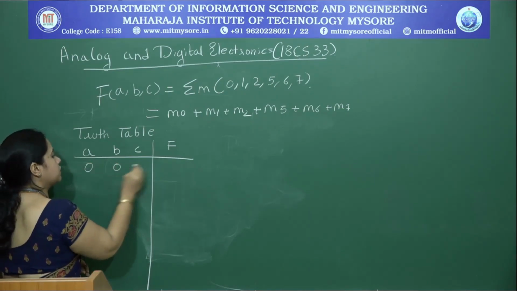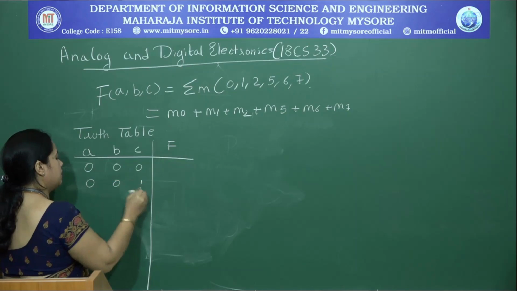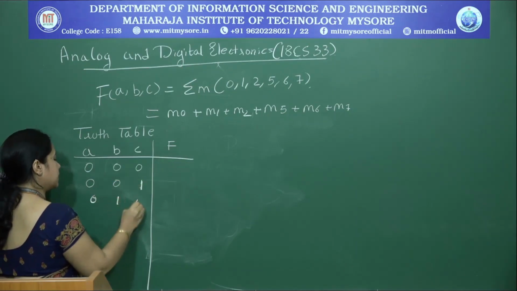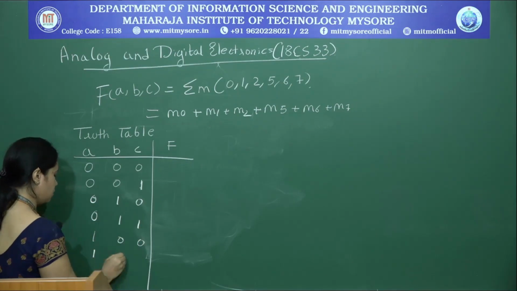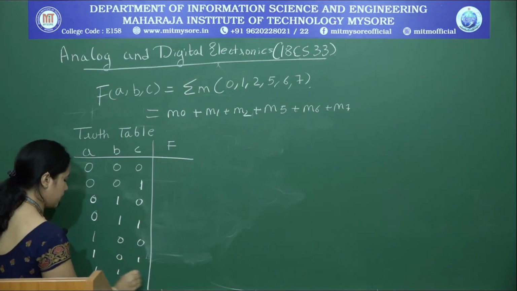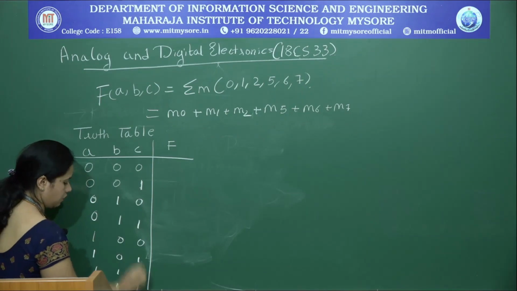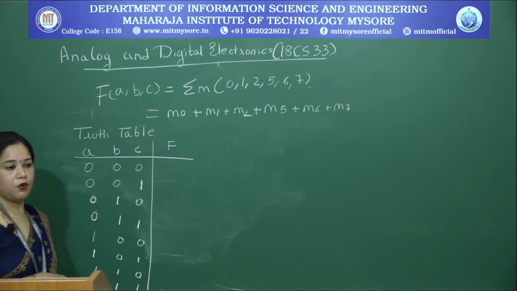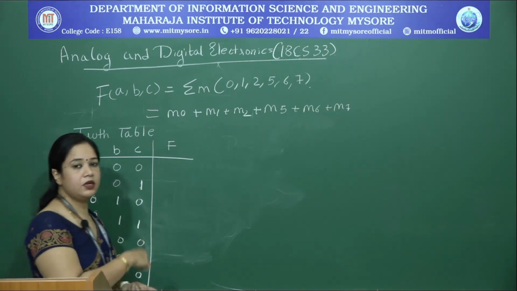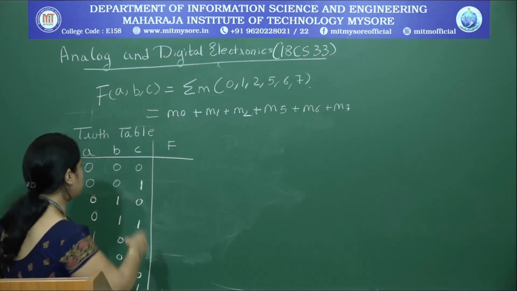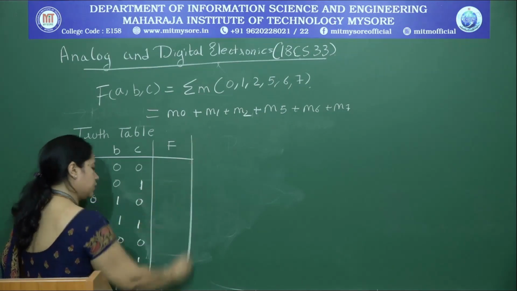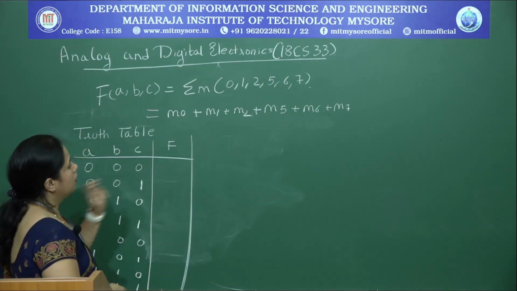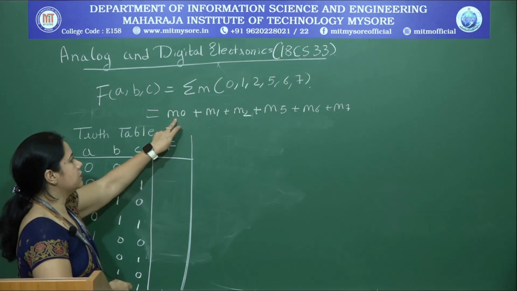We will write them as 000, 001, 010, 011, 100, 101, 110, 111. So, these are all the possible values of your inputs, and we will just make an entry into the output row wherein these min terms are present.